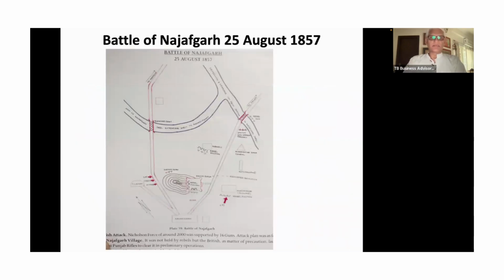After the Battle of Badli Ki Sarai, the next important battle which this force fought was the Battle of Najafgarh, which was fought on 25th of August in the area of Najafgarh and Nangli. These are two villages which have now been submerged by urbanization, with Najafgarh lying to the south, followed by Nangli to its north, and the present-day Uttam Nagar to its further north.